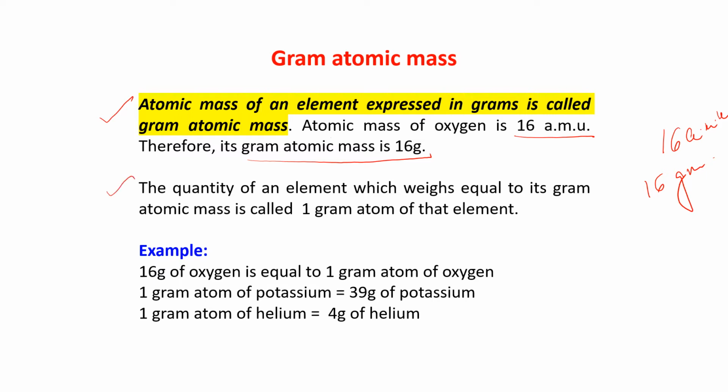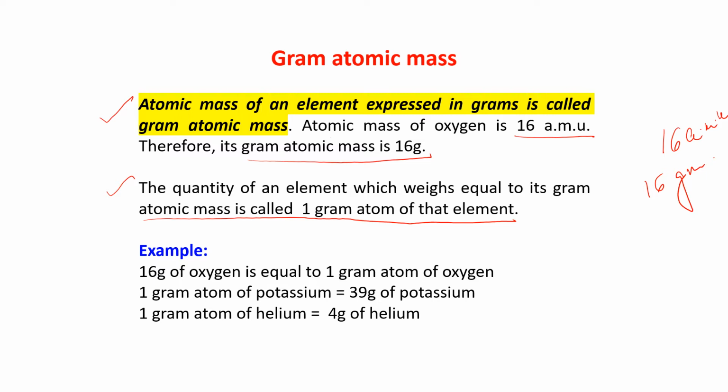The quantity of an element which weighs equal to its gram atomic mass is called 1 gram atom of that element. That means how much oxygen will weigh 16 gram, I'll say this much is the gram atom, 1 gram atom of oxygen. That means 1 gram atom of oxygen weighs 16 gram.